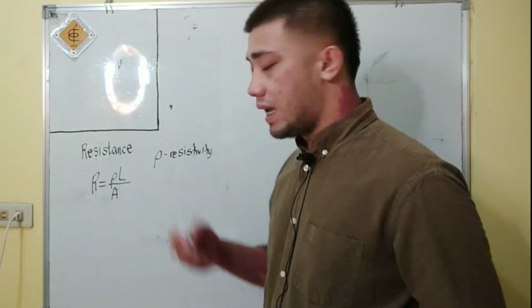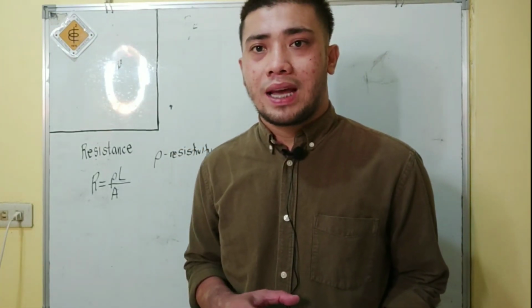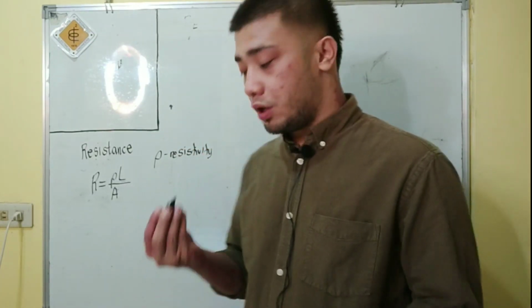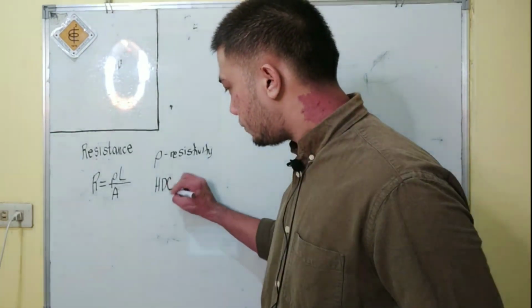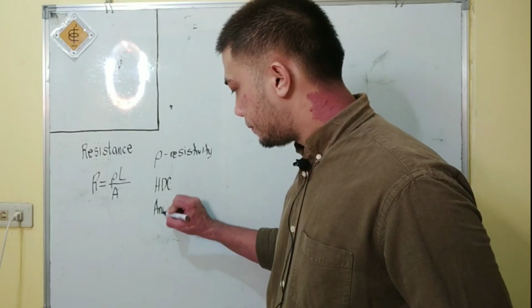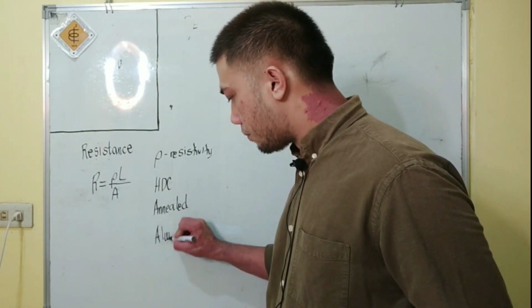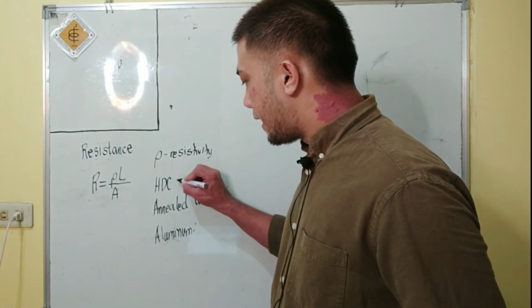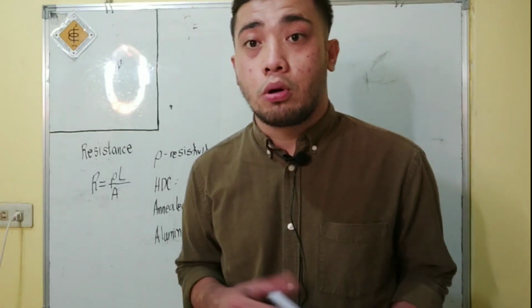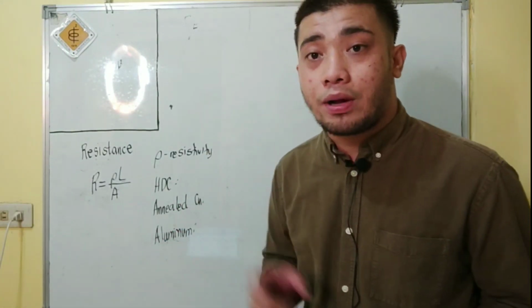For the resistivity, meron tayong 3 most commonly used conductors. We have the hard-drawn copper, the annealed copper, and the last one is the aluminum. So, bakit may 3 mahalagang bagay dito ng commonly used conductors? Pag-uusapan natin dito kung ano ang resistivity ng bawat isang yan.